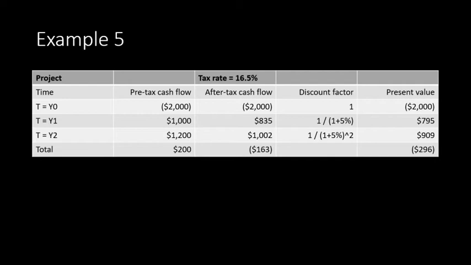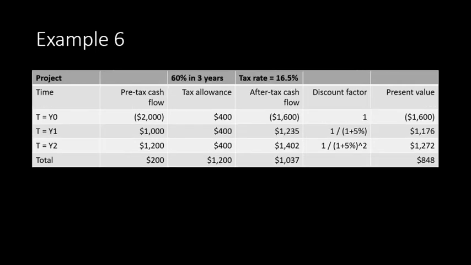Example 5. Sometimes, the tax rate is given in the question. Therefore, we have to consider the tax impact on the cash flow. When calculating NPV, which involves tax, we will discount the after-tax cash flow as taxation will not flow into our project. Compared with example 2, the NPV in example 5 becomes negative after considering the tax impact as the project actually receives less than it seems.